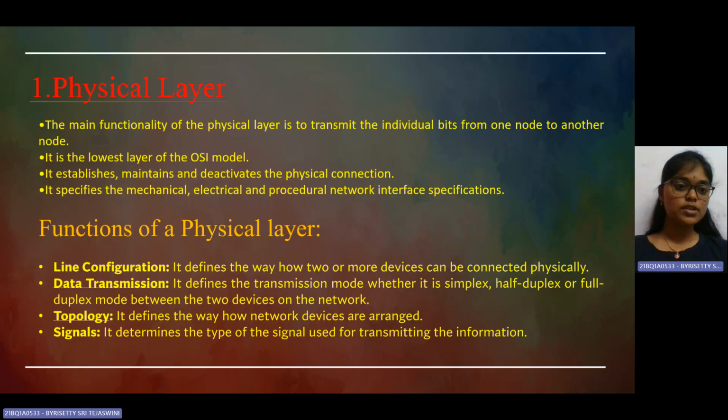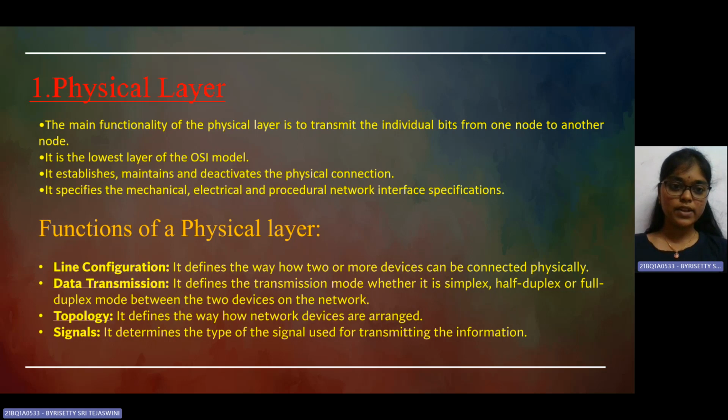So, first, the physical layer. In today's session, I will be discussing only two layers: the physical layer and the data link layer. So let us go to the physical layer. The main functionality of the physical layer is to transmit the individual bits from one node to another node. Just transferring of bits from one node to another node. It is the lowest layer of the OSI model. It will be at the bottom of the OSI model.